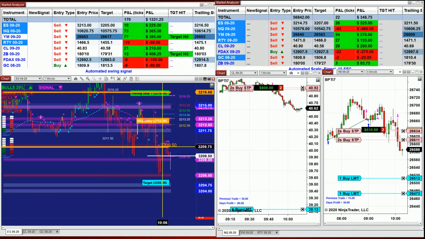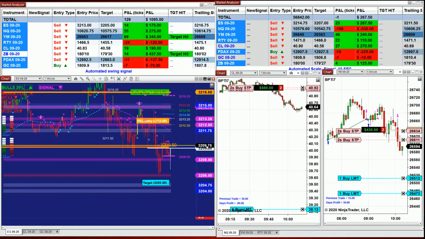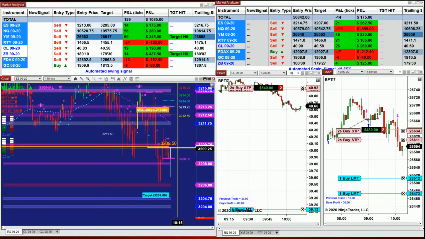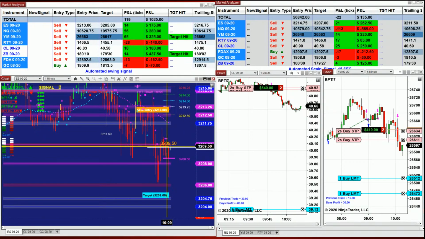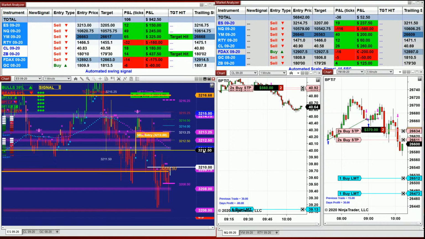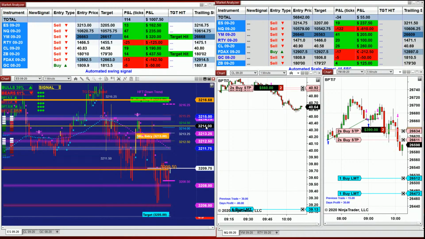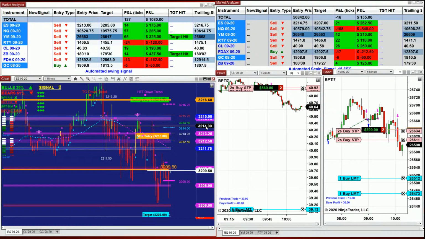ES still went a little bit above the re-entry point, and you cannot take long in those areas, gentlemen. If somebody out there, an amateur trader, is trying to go long, don't do that. Wait a little bit. You're going to be playing with fire here. Let me show you why.